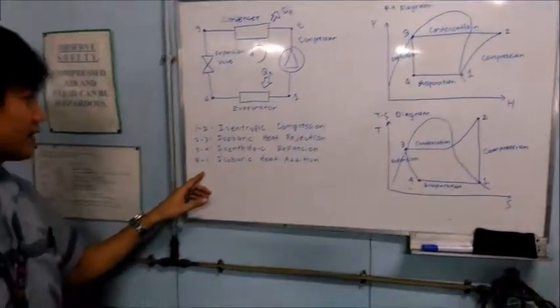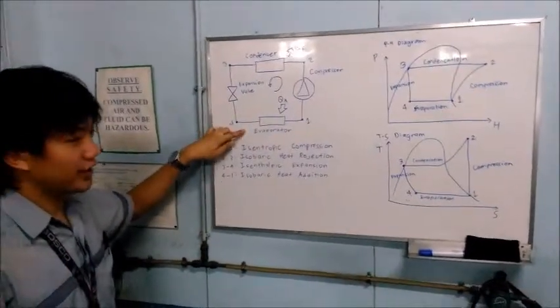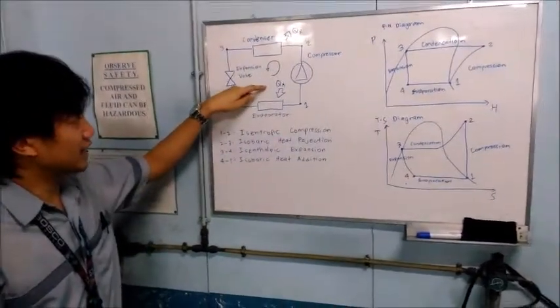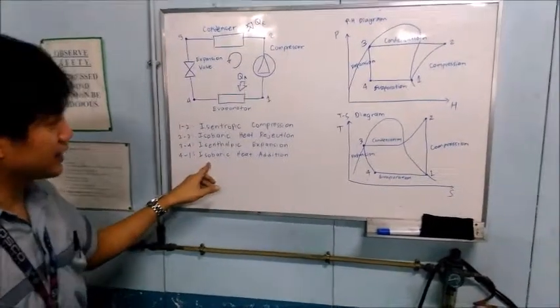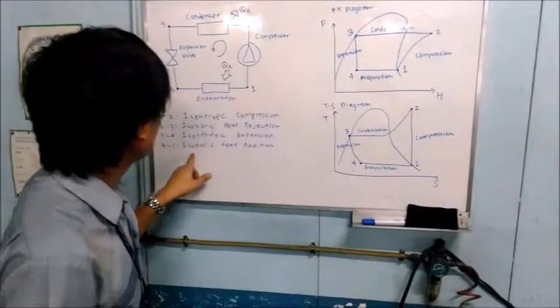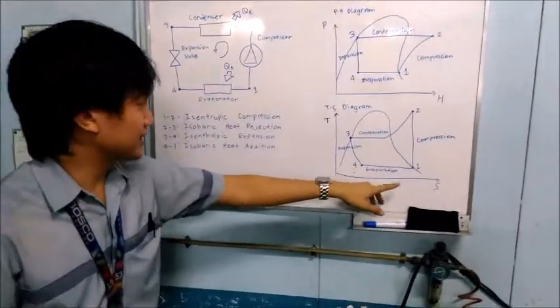And lastly, the isobaric heat addition is done by the evaporator, where the heat is added once again. It is isobaric because of the straight line of the evaporation from the TS diagram.